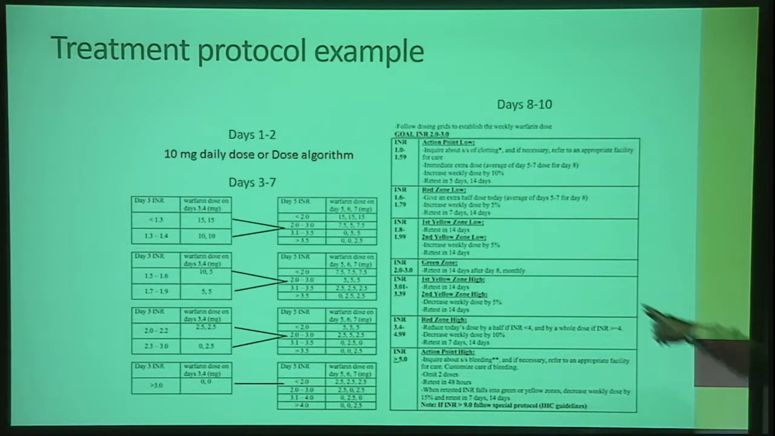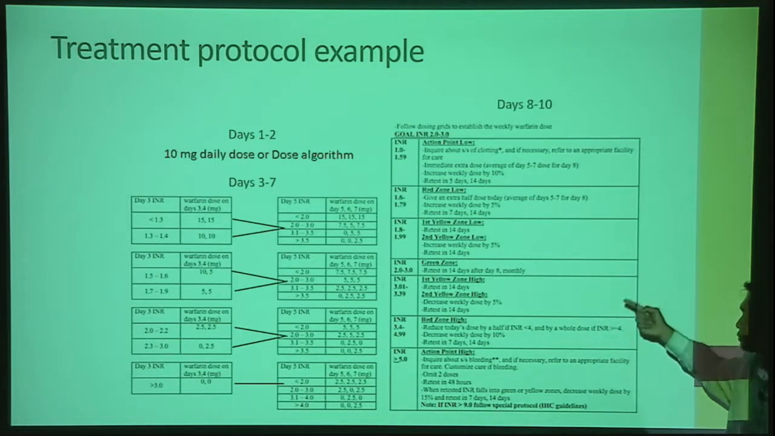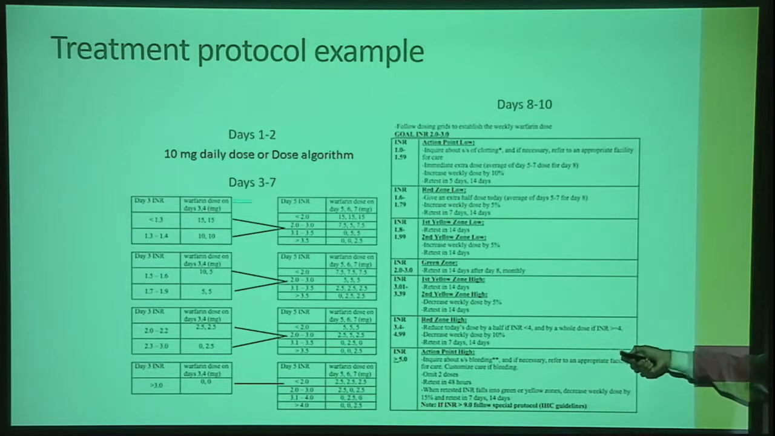In this example, you can see in day one and day two, the clinical avatar received a 10 milligram daily dose. Then starting from day three, for example, the first column, if the INR is less than 1.3, then in the next 2 days, we give 15 milligrams. And then starting from day 5, we test the INR again, and that value decides the dosage for the next 3 days. And also for day 8 to 10, there will be a repeat of the same process. So this is just one example of a protocol.